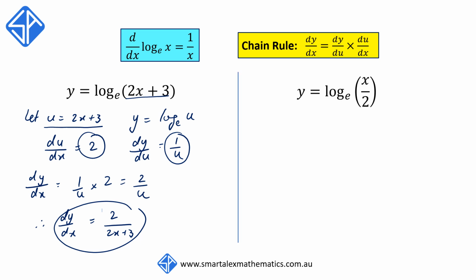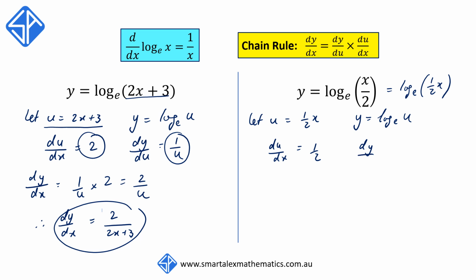Here we've got y is equal to log base e of x on 2. Now this is the same as log base e of a half times x. So we're going to do the same thing. We're going to let u equal a half times x. So we can now express y in terms of u. y is also log base e of u. Then differentiating each expression, du on dx is just a half. dy on du is 1 on u.